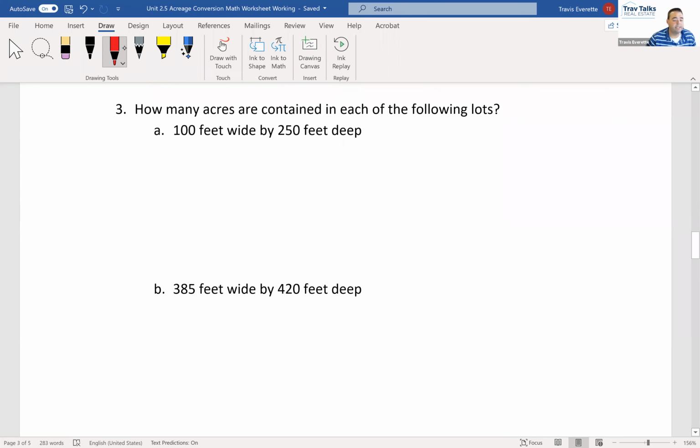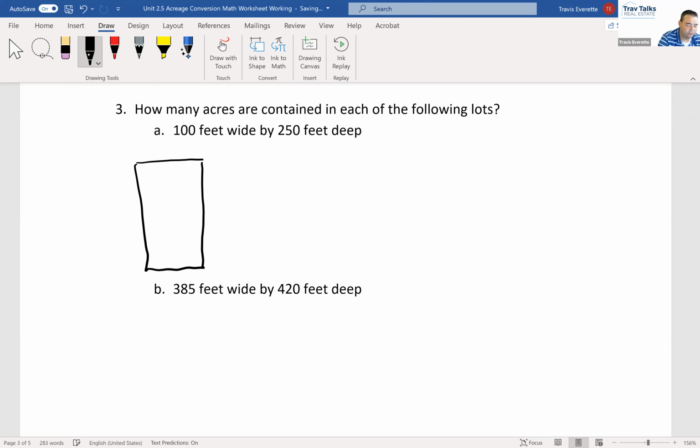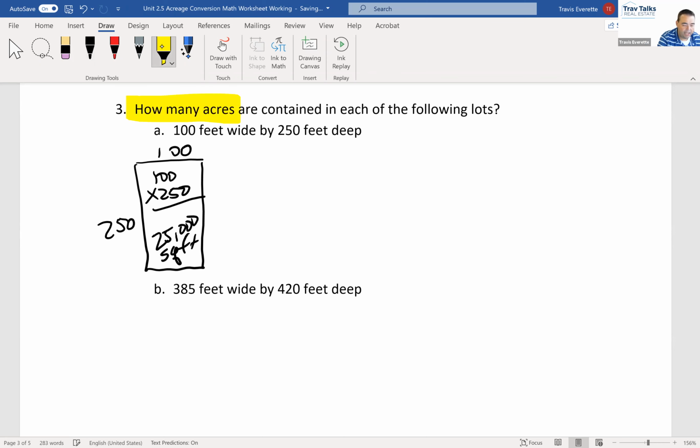Okay. Now look at three. It says, how many acres are contained in each of the following lots? Now, whenever they give me a lot question, I find it's really helpful to draw it out for myself. This one says 100 feet wide by 250 feet deep. Don't worry about drawing a perfect picture. Just give yourself something visual to look at. Well, I know anytime I have the width and depth, length and width of something, I can multiply those two numbers. So I can say 100 times 250 to get the square footage of that lot. 250 times 100, or 100 times 250, works just fine, is 25,000 square feet. But they want to know how many acres are contained.